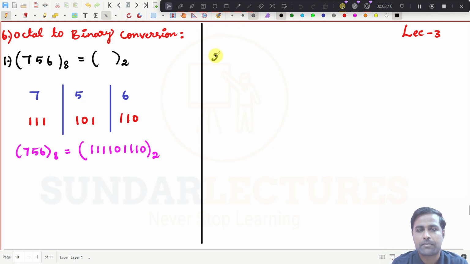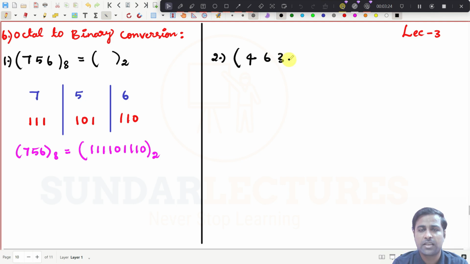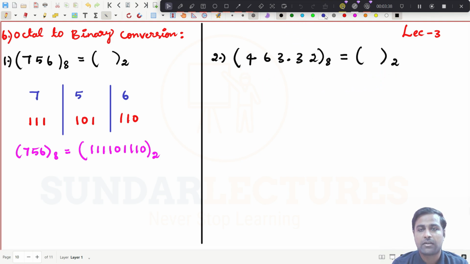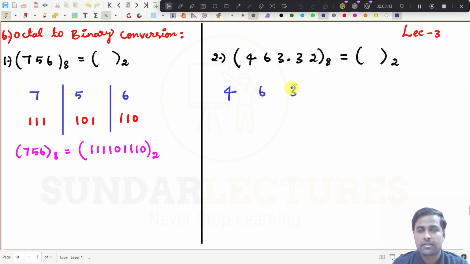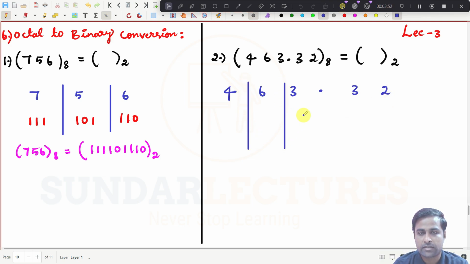We will take another example, with a point. See, we have a value like 463.32 at the base of 8, and we need to find the equivalent in base 2. What we are doing here, actually, is converting octal into binary. Same thing, whatever we have done here. This is 4, this is 6, this is 3, and there is a point. This is 3 and this is 2. And you have to split this, as usual.